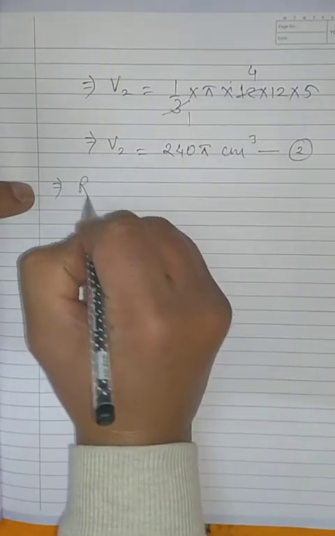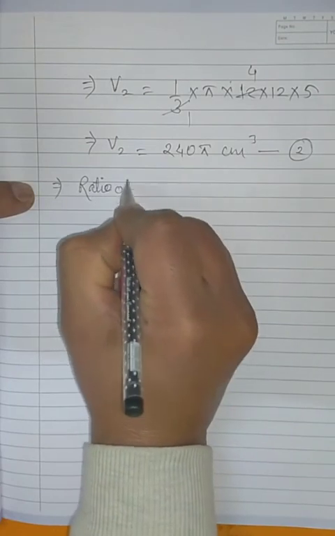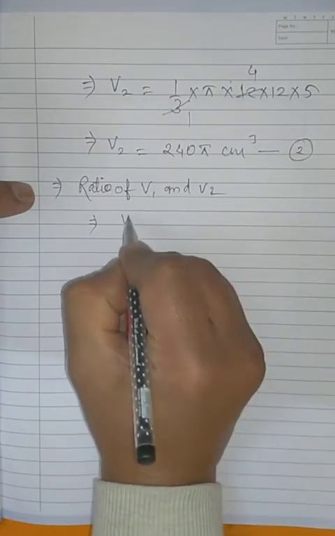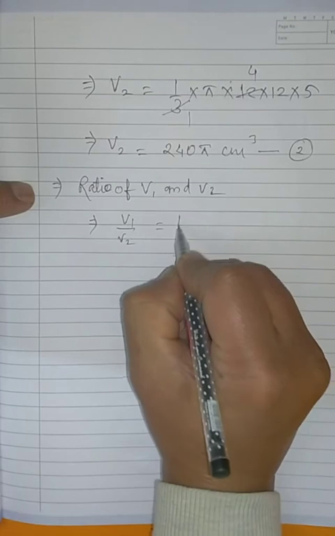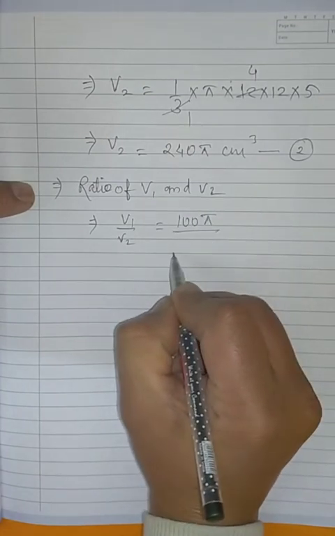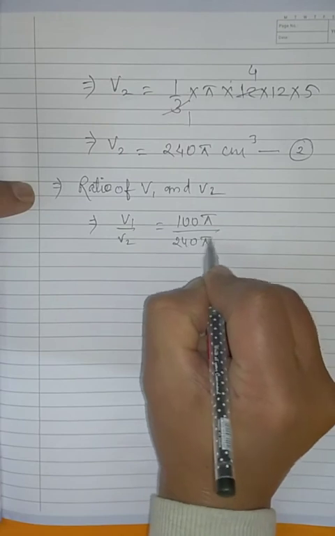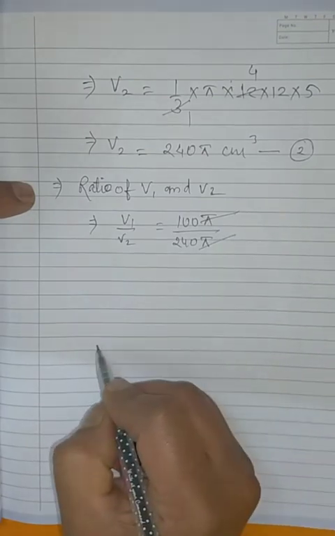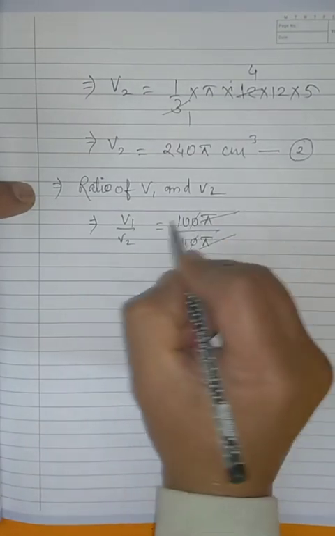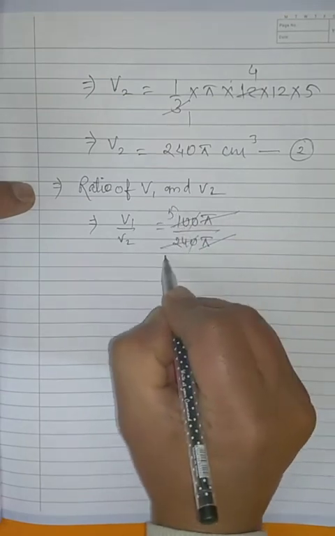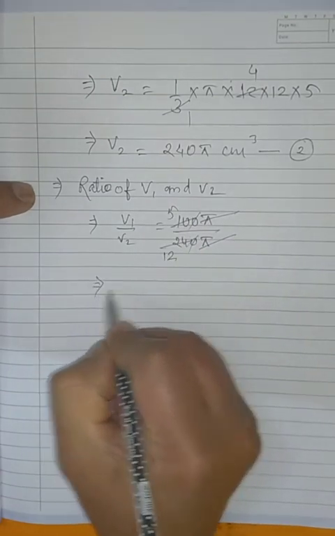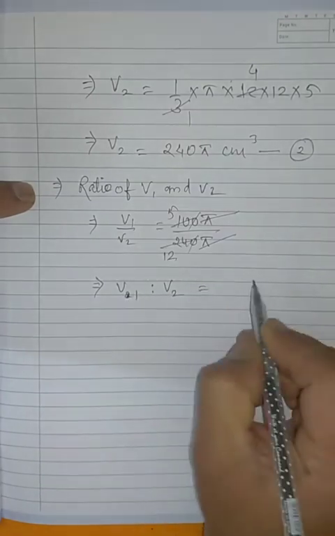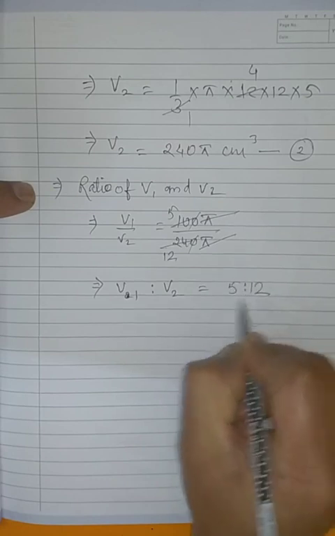That implies the ratio of volume 1 and volume 2, V1 upon V2 is equal to 100 pi by equation 1 and 240 pi by equation 2. Both pi's can be cut. We can cut 1 0 also. 2 5s are 10 and 2 12s are 24. Therefore, the ratio of volume obtained in 1 and 2 is 5:12.